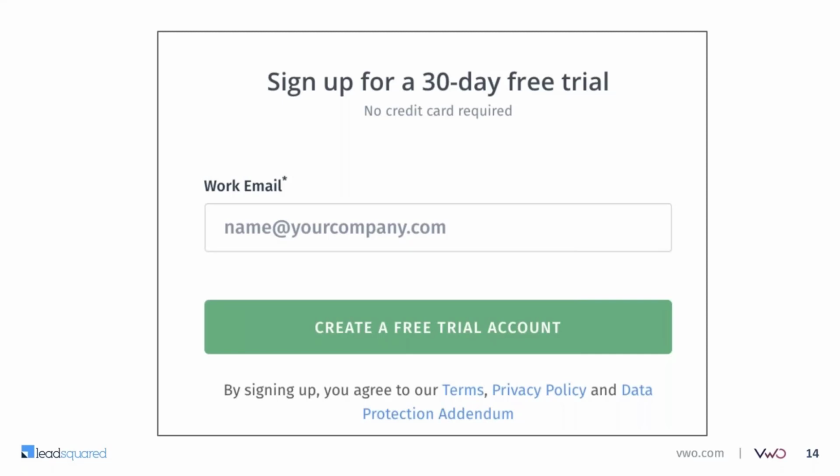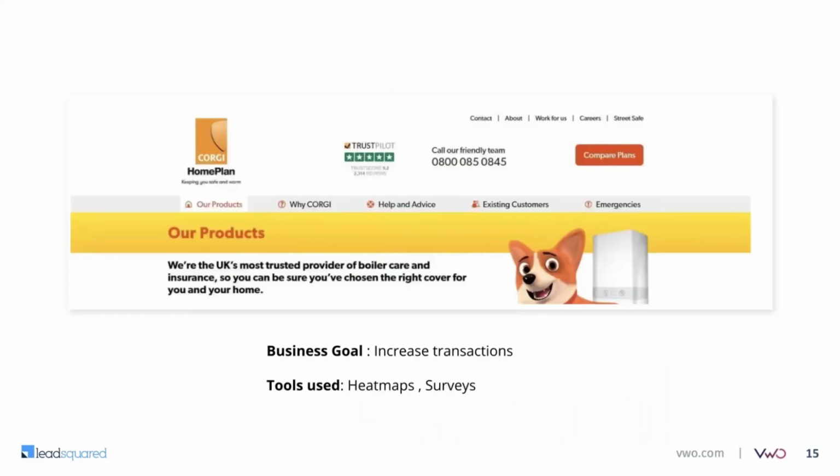So let's take another example. Corgi is an insurance company which sells home loans, and their business goal was to increase transactions. Their USP was that they provided transparent pricing, with no hidden pricing, and everything was visible on the website easily. So they wanted to make this information even more easily available to their customers. They could have easily highlighted all the trust factors right at the top of the page, but they went by a proper conversion optimization process.